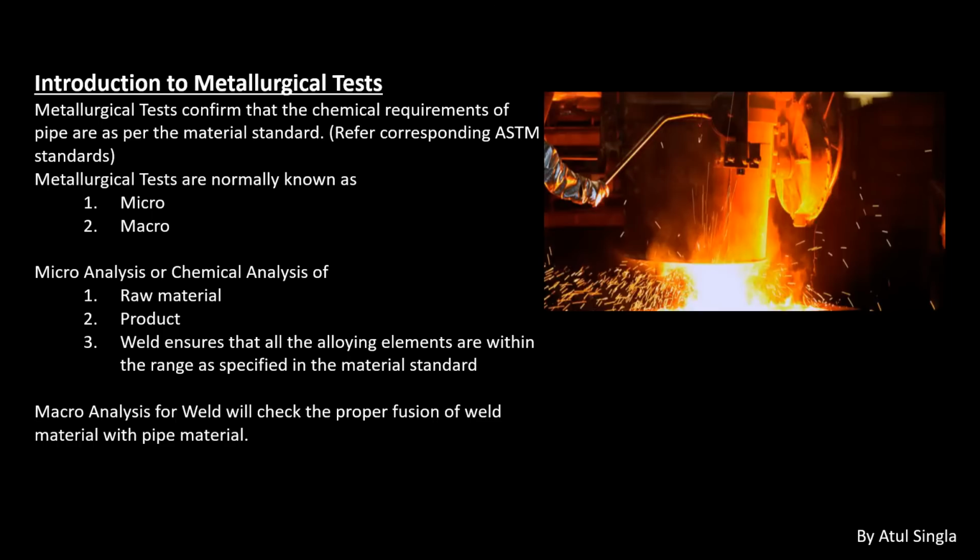Majorly we divide it into 2 categories. One is micro and macro. Now under the micro section, we need to understand the raw material which we are going to use, that pipe or any other material, or what kind of product it is, and weld. In the end we need to ensure that all the alloying elements available in the material are within the range specified in the specific material standard. So that is the first and topmost agenda in any micro analysis or chemical analysis, right?